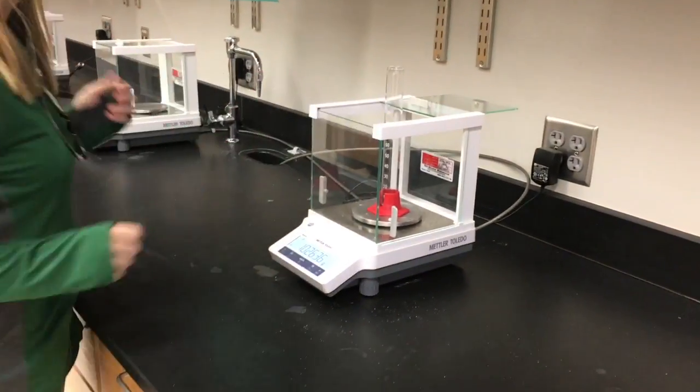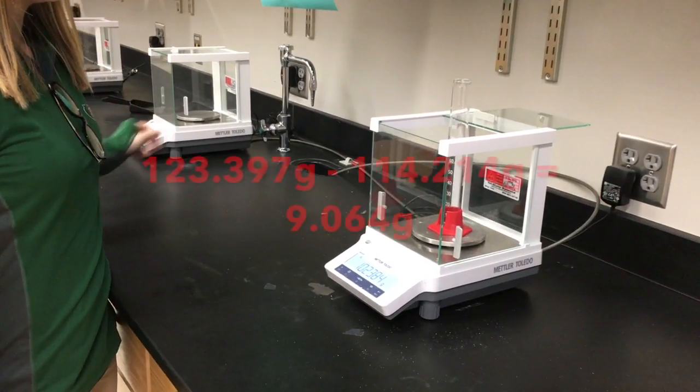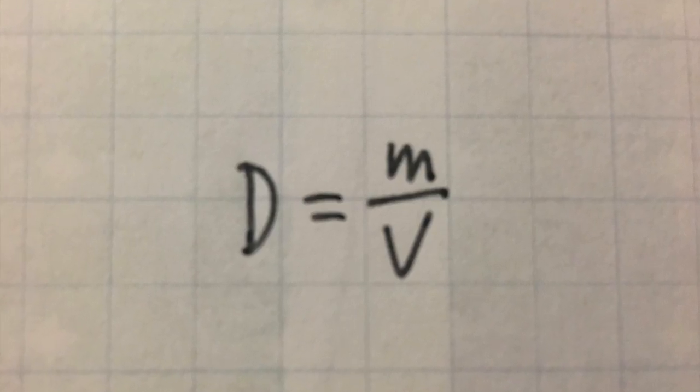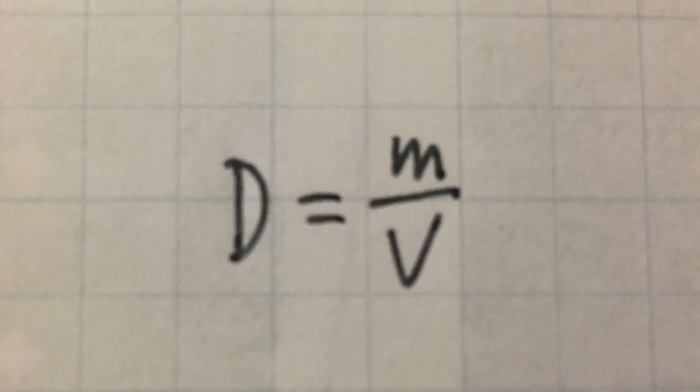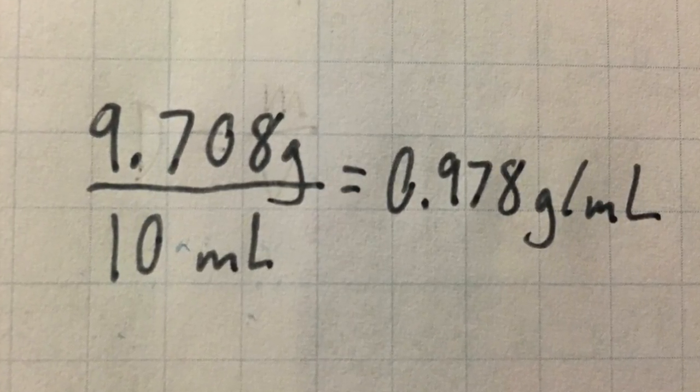Mass the 10 milliliters of water along with the graduated cylinder. The mass of the graduated cylinder, which we measured earlier, can be subtracted. This is the density formula. We can plug our measured mass and volume in to find the density of water.